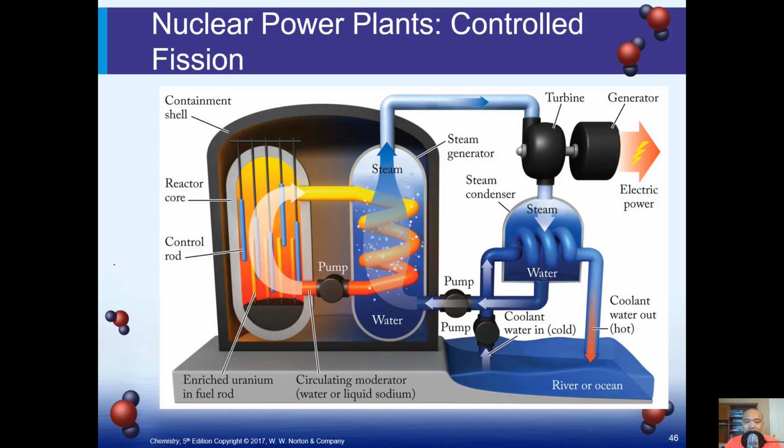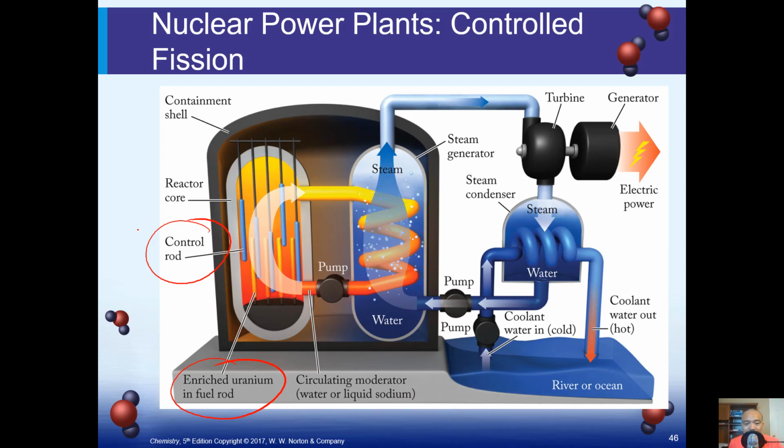A typical nuclear power plant configuration is illustrated in this figure. The reactor core contains fuel rods, which consist of the enriched uranium. Control rods containing boron and/or cadmium can be inserted to absorb some of the neutrons and prevent the chain reaction from running out of control.